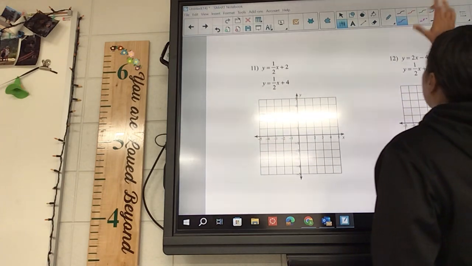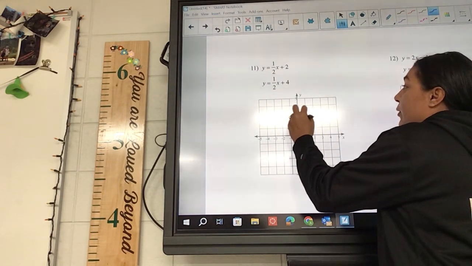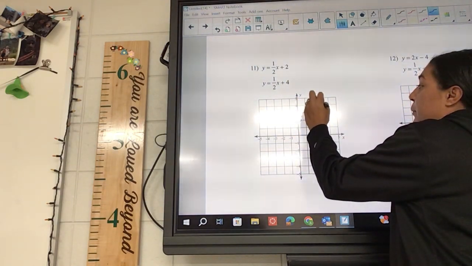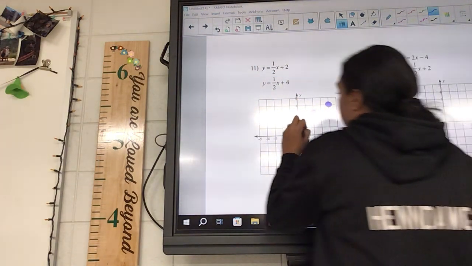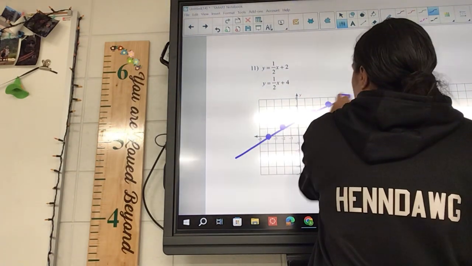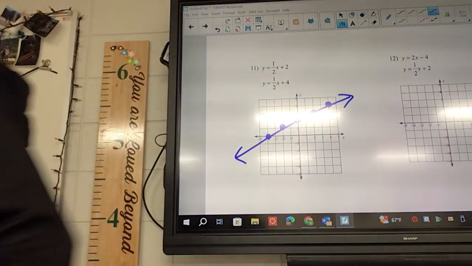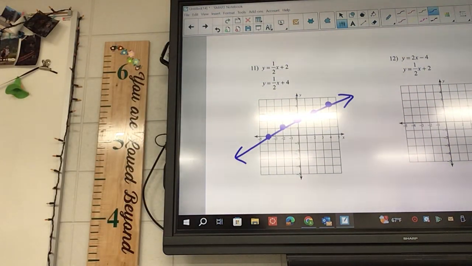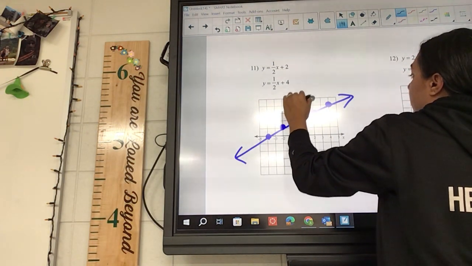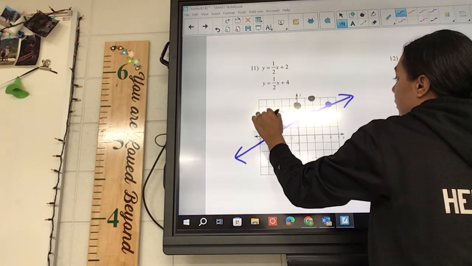Okay, 11. Line 1 starts out at 2, and we have a slope of up 1 over 2. Up 1 over 2, or down 1 over 2. Line 2 starts where? At 4. And it has a slope of up 1 over 2, or down 1 over 2.